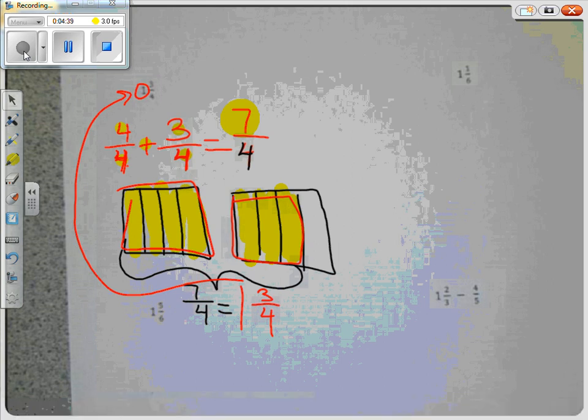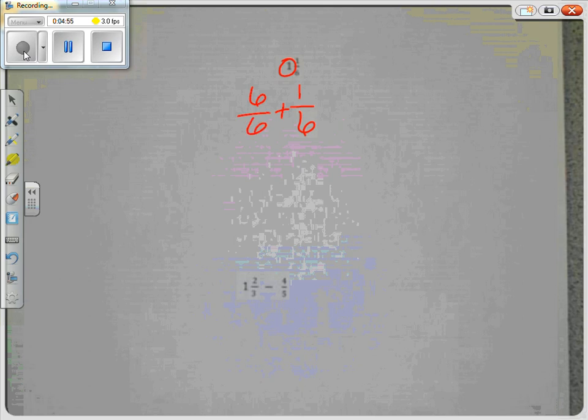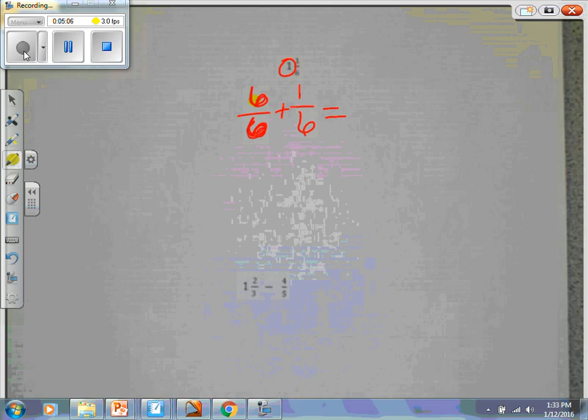Okay. Second one in the second row, 1 1/6. So I have 1/6. And I need to change my whole number into a fraction, so it's going to be 6/6. Got to look at that denominator, and that's going to tell you what this denominator is going to be. It's going to be 6, so to have the whole thing, I have to have 6 pieces. 6/6 plus 1/6 equals 7/6.